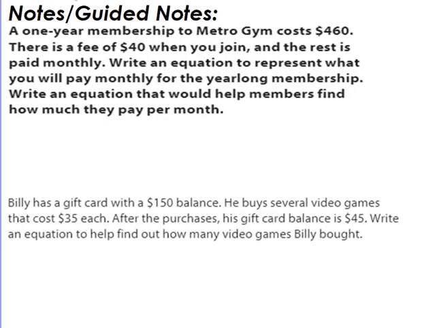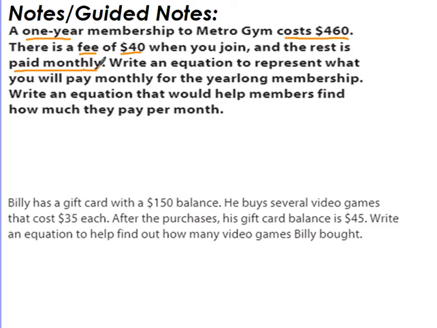Now, like I said before, all we're doing is writing two-step equations. We're not going to be solving today. So I'm looking at a word problem and figuring out what the unknown value is that I want to represent with my variable, and then what else is going on. So this first one: a 1-year membership to Metro Gym costs $460. So for 1 year, the cost is $460. There is a fee of $40 when you join, and the rest is paid monthly. So it looks like that fee is just a one-time $40 fee for joining, and then you have to pay monthly, and after all of that, the entire year, it's going to cost $460. Write an equation to represent what you will pay monthly for the year-long membership.